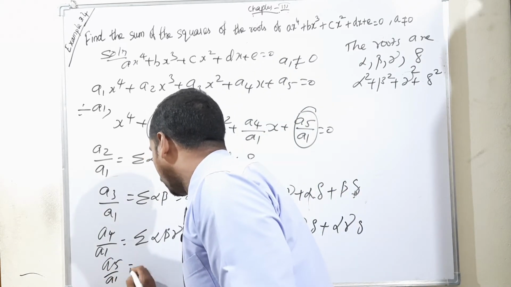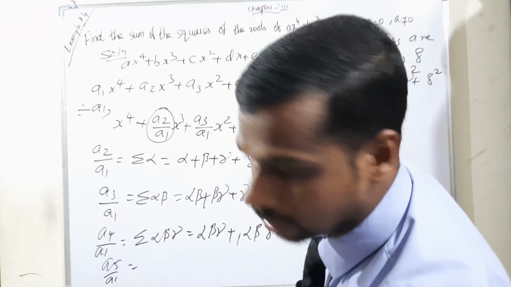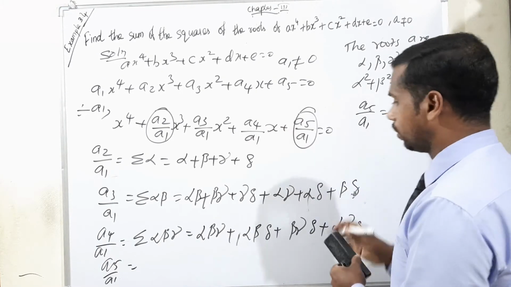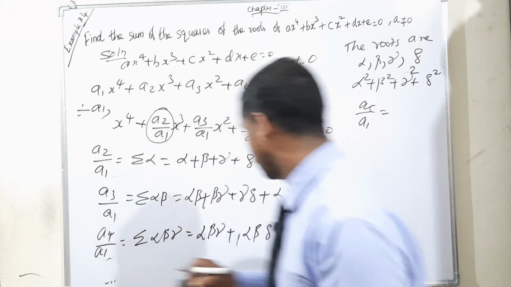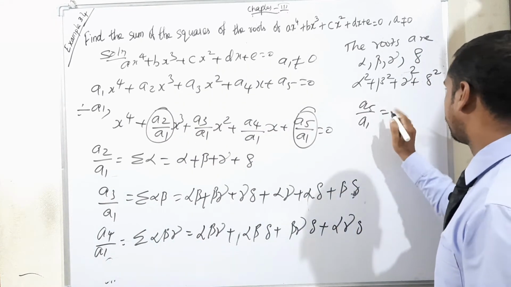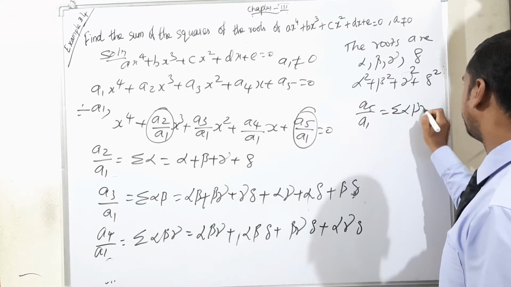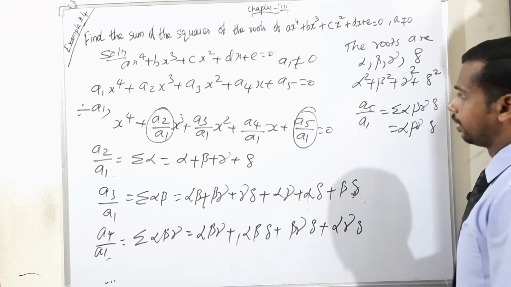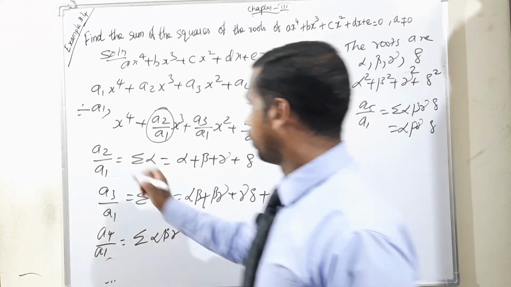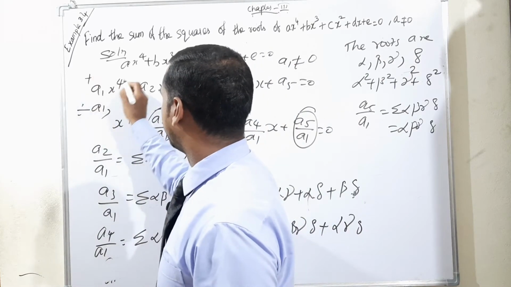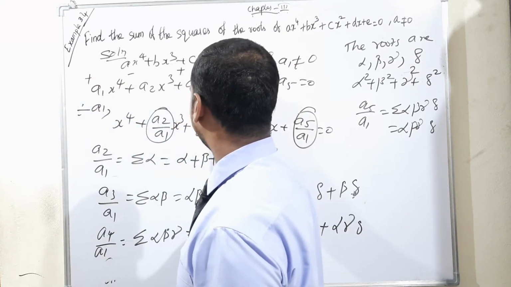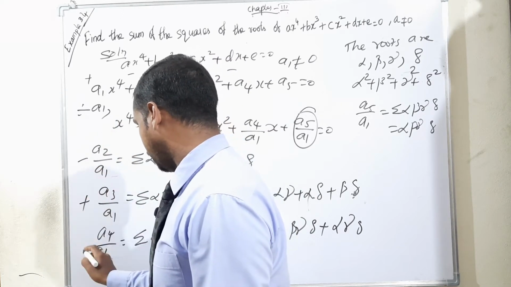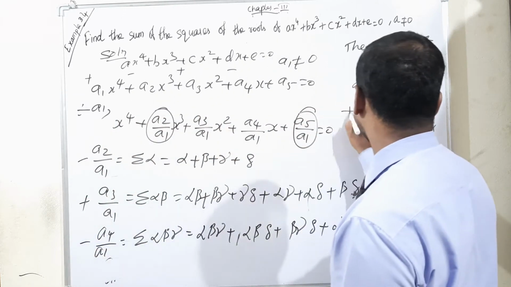Last one, a5 by a1 is equal to the product taken 4 at a time. Taken 4 at a time means summation of alpha beta gamma delta, that is alpha beta gamma delta. Each and every one, starting with the first, has signs: minus, plus, minus, plus, isn't it?